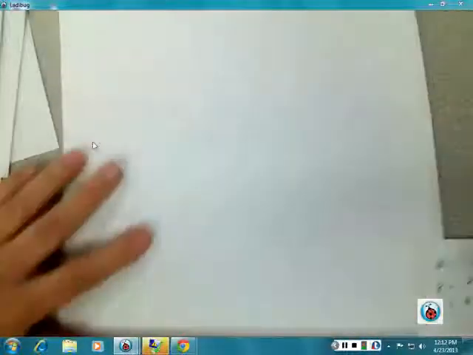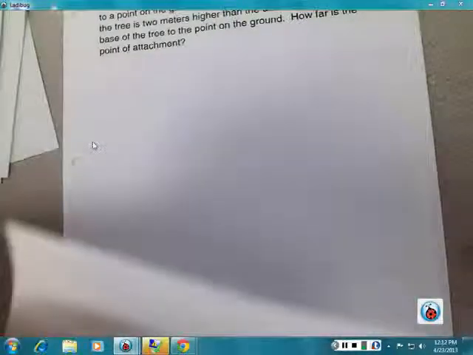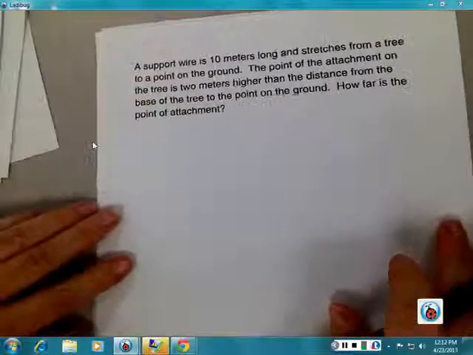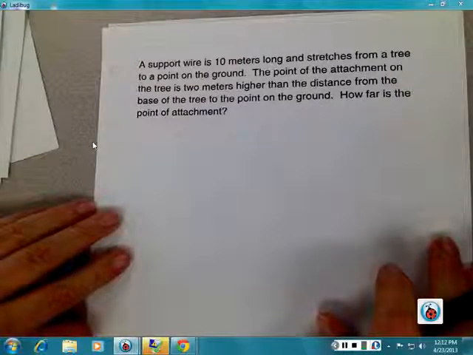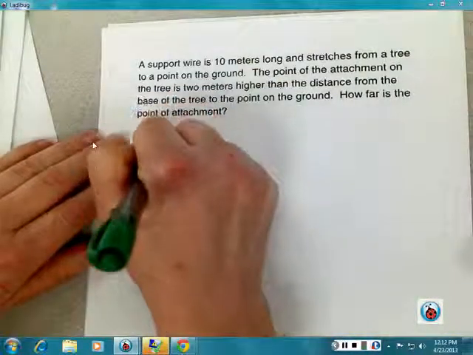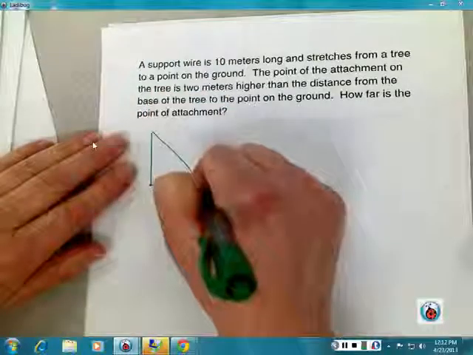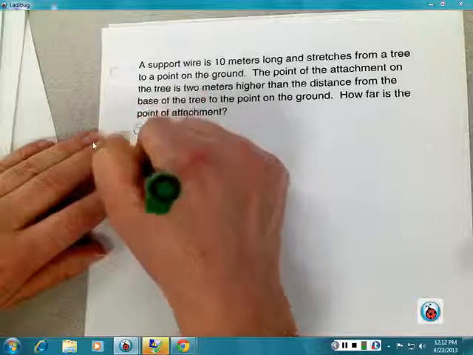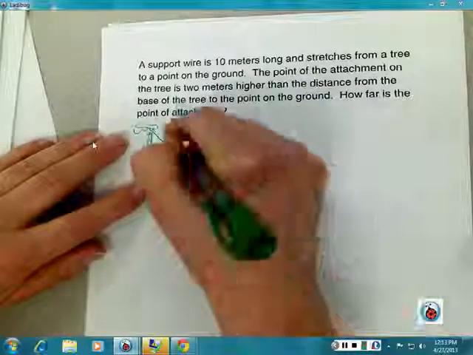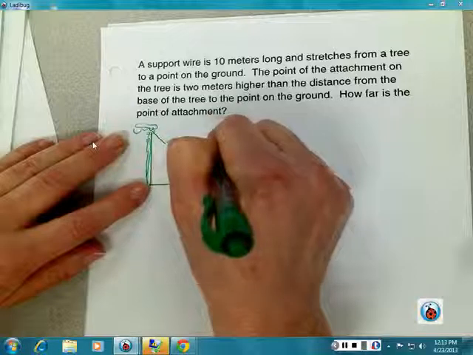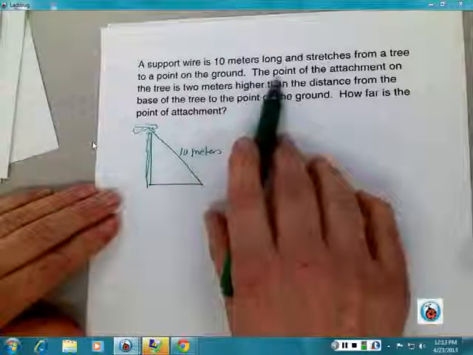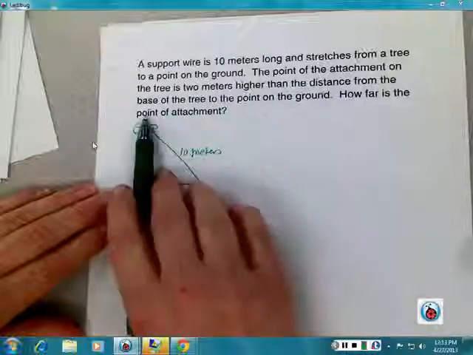Okay, then finally, the very last problem. And I think I got plenty of paper on there to use, so I don't need my scratch paper. It's looking at the Pythagorean theorem, the basic formula that I have. We can't use a triangle formula because we don't have area. So this is my bushy tree over here. And it says a support wire is 10 meters long, stretched from the tree to a point on the ground. So this is 10 meters. And then it says the point of attachment on the tree is 2 meters higher than the distance from the base of the tree to the point on the ground.